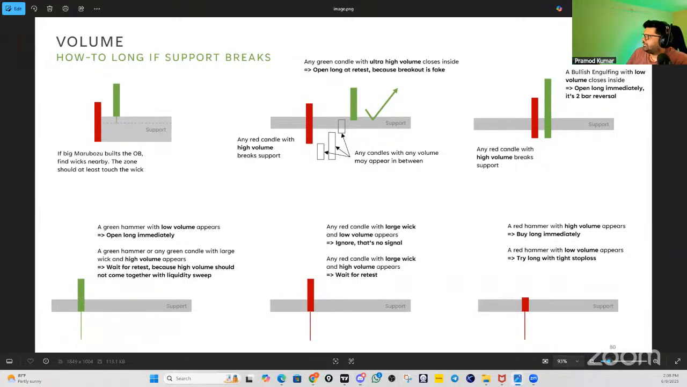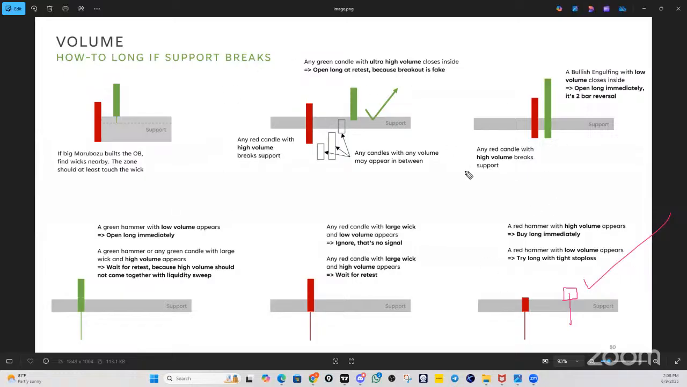So here, ma'am, this area. Here you just add one more green candle, ma'am. Because what you wrote is the red hammer with high volume. You add one more candle at this place with the green. If there is a green hammer with the low volume, then yes, go for long immediately. Just add that. Rest all, it's perfect, and thank you so much for this. I'll keep it with you.